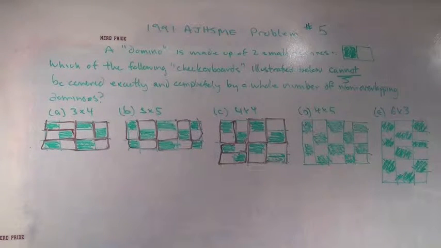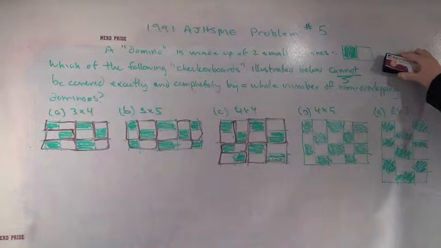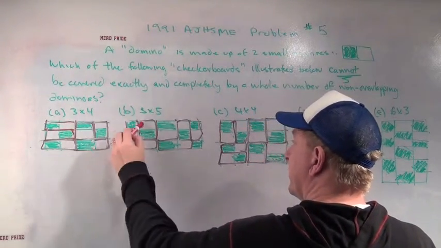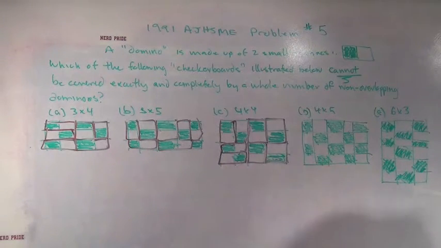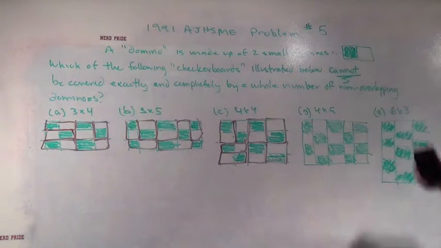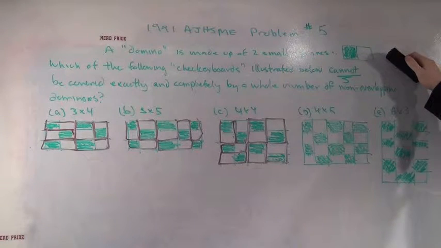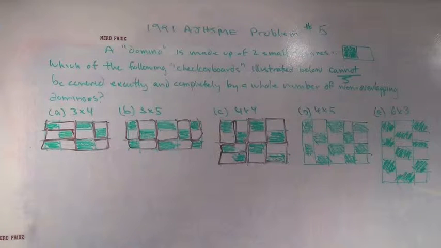And the really important thing to notice here is that the domino covers up two squares. Every time I laid my domino down, it covered up two squares everywhere. You can see that. It also covers one dark square and one light square. That's another important thing to notice on problems like this. But the fact that it covers up two squares is going to be enough for us to solve this problem.